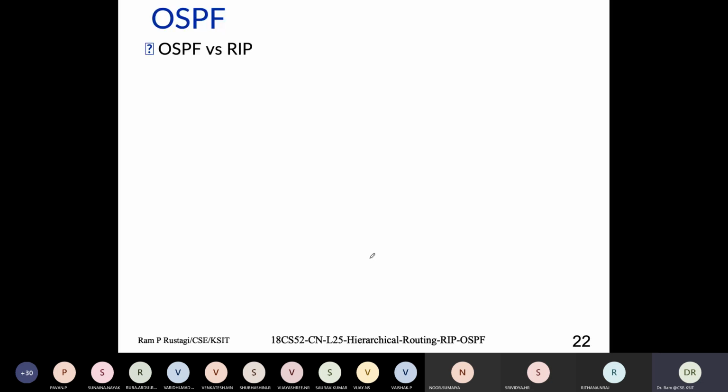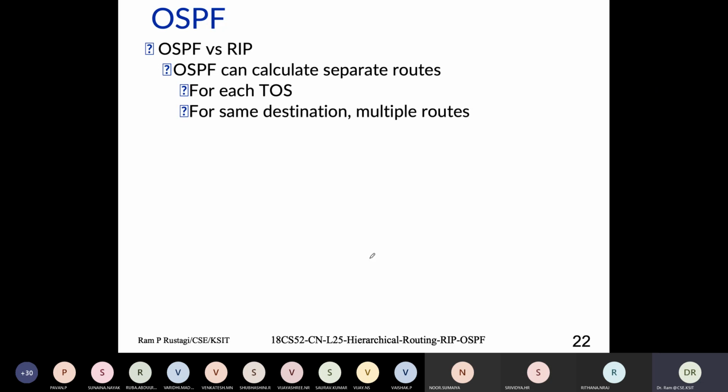Just comparing OSPF versus RIP. OSPF can calculate separate routes for multiple paths with the same distance. It can have a different route based on the different type of traffic, for example, real-time traffic versus data traffic. For the same destination, we can have different routes. We can have multiple routes for the same destination with the same cost. That means I can do load balancing of traffic.